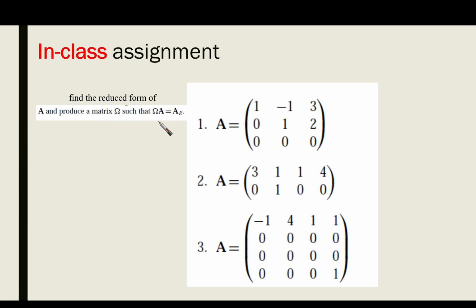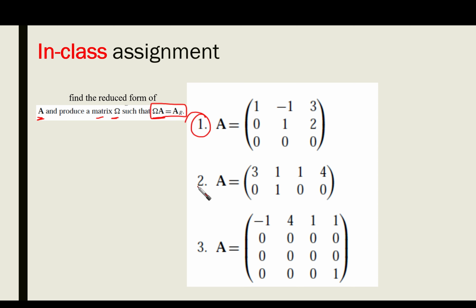In our in-class assignment, as usual, you are going to look at the example or the assignment and stop the video, and then work out these problems by yourself without looking at any other sources. If you make a mistake, no problem. You find the solution, rectify it, understand it and repeat until you solve it correctly. So in the in-class assignment, find the reduced form of A and produce a matrix omega such that omega times A equals AR.